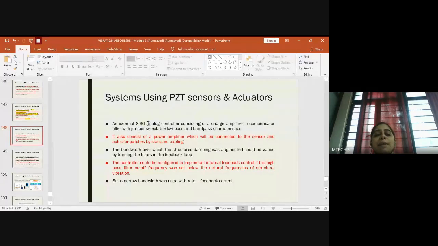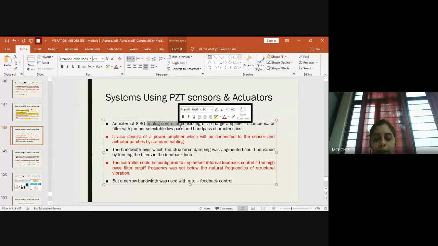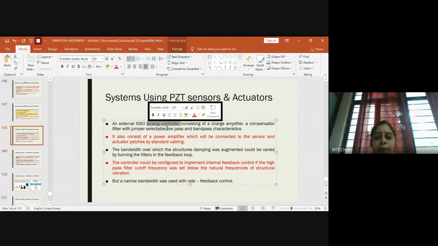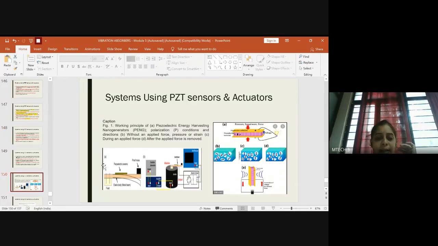And apart from that, he used an analog controller, a SISO based analog controller, to see what is the range of strain which has been induced, what is the strain rate. So based on the strain rate, what is the amount of vibrations that has to be absorbed. So for that purpose, he connected the cantilever. So when you have a cantilever here, this is the entire unit.